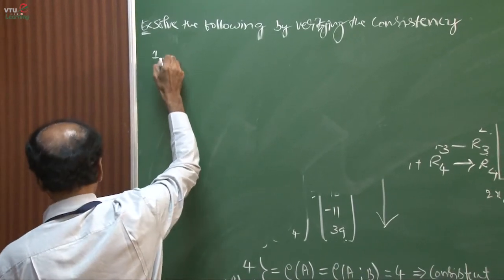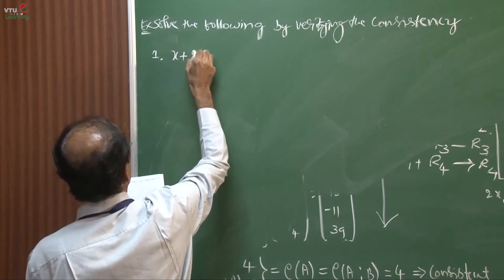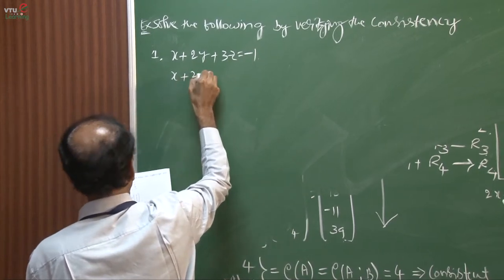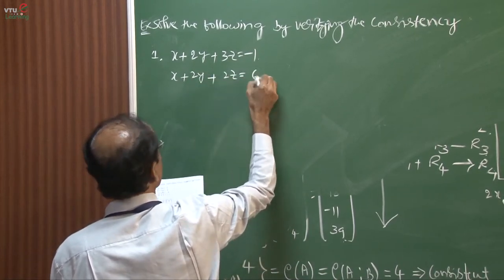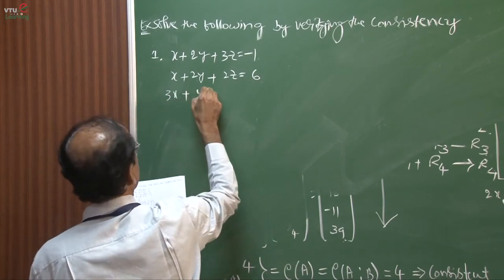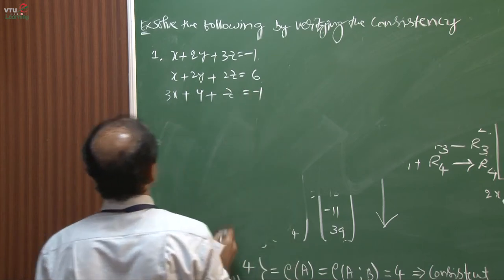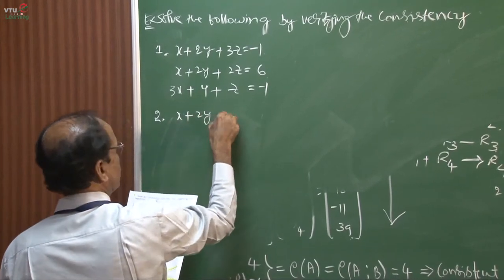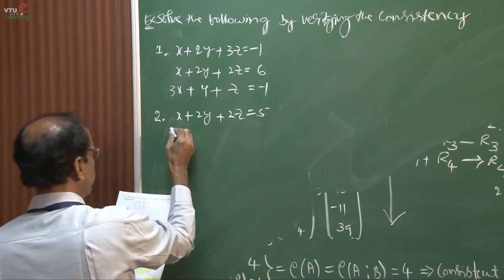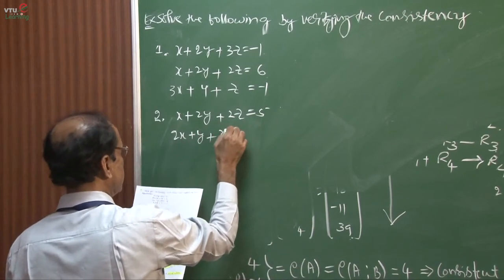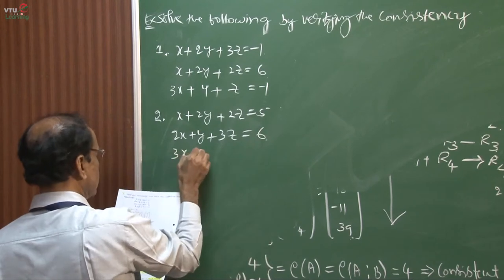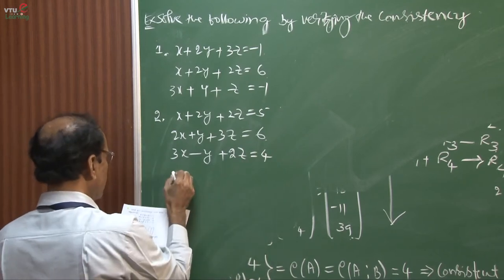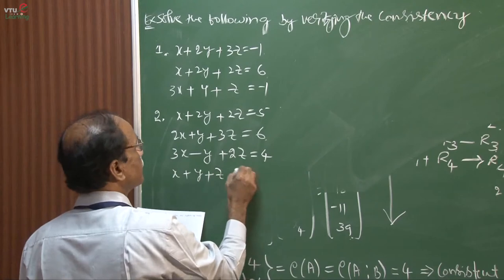That is example number 1. x plus 2y plus 3z is equal to minus 1. x plus 2y plus 2z is equal to 6. 3x plus y plus z is equal to minus 1. Second one, x plus 2y plus 2z equal to 5. 2x plus y plus 3z is equal to 6. And 3x minus y plus 2z equal to 4. And x plus y plus z equal to minus 1.